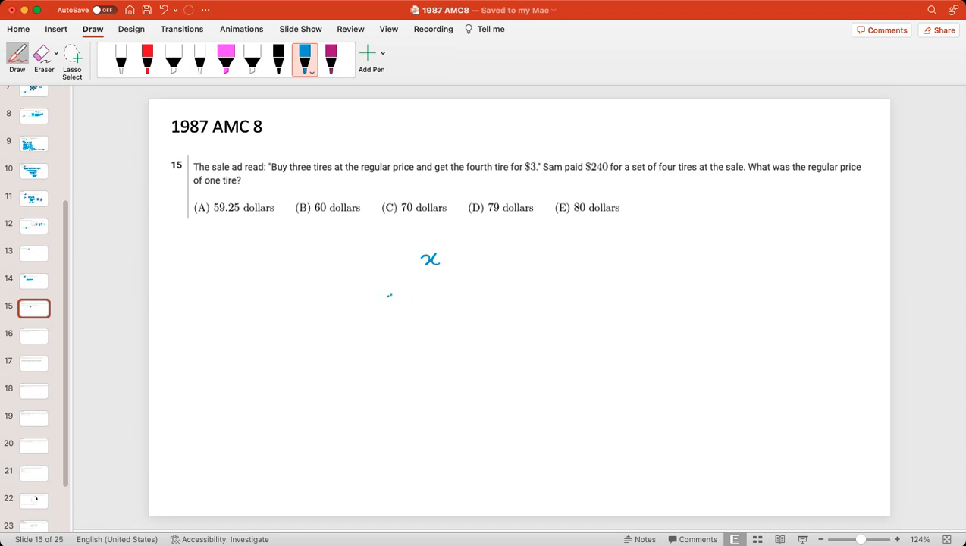So when you buy 3 tires at regular price, so 3x. Okay, and the fourth tire for $3, so plus 3. You paid a total of 240. Okay, so now 3x becomes 237. Okay, so that makes x 79. Answer D. Going to the next one.